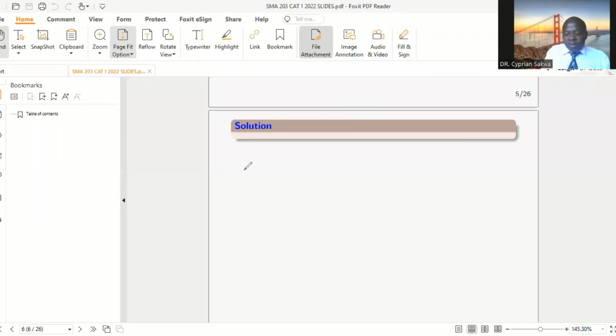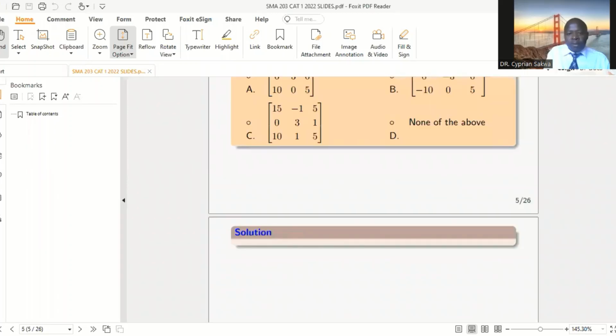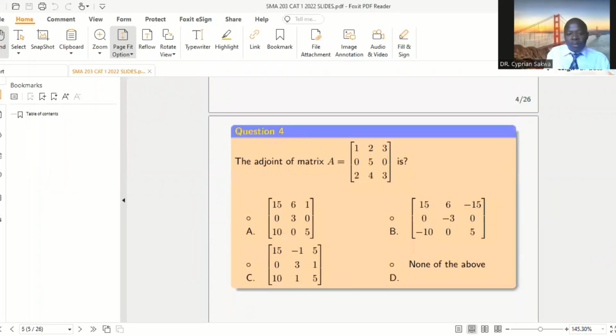Let me rewrite the matrix. Here's the matrix. Let me just go back and copy the matrix. The first row has 1, 2, 3. I just write somewhere 1, 2, 3, 0, 5, 0, 2, 4, 3. Just go back now.